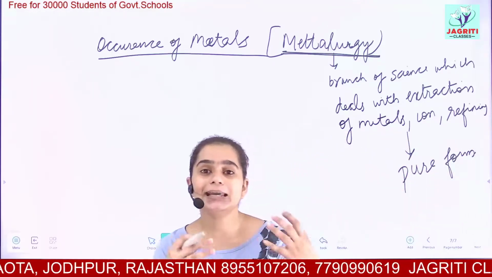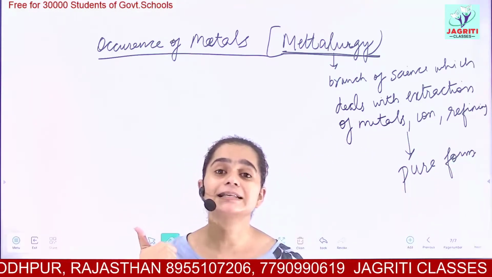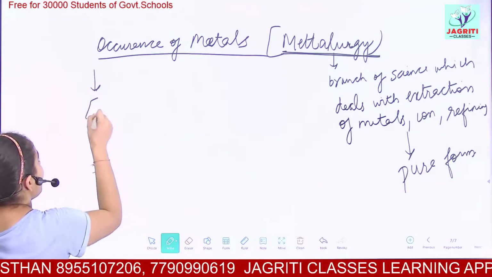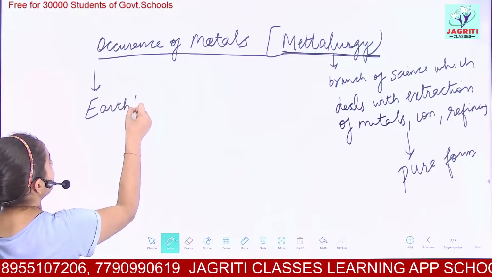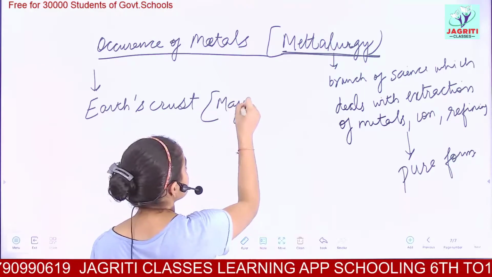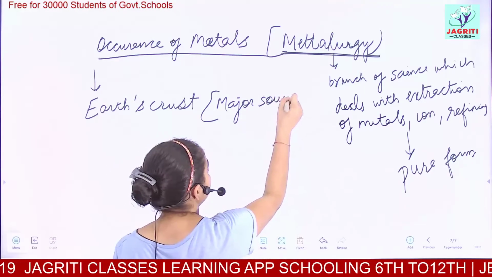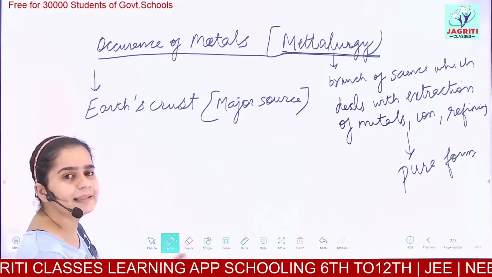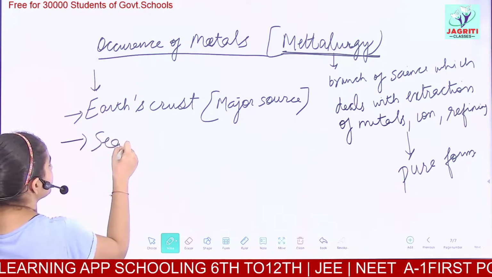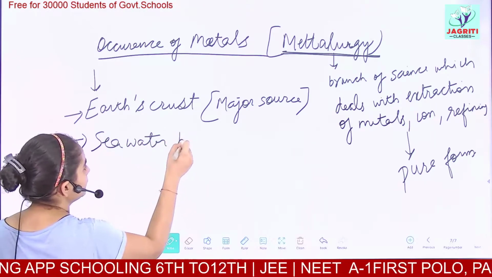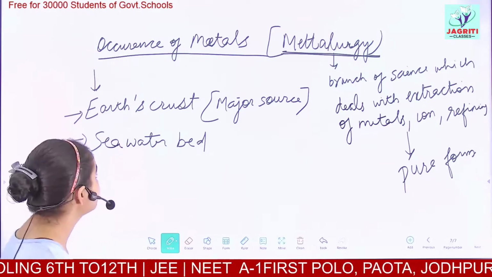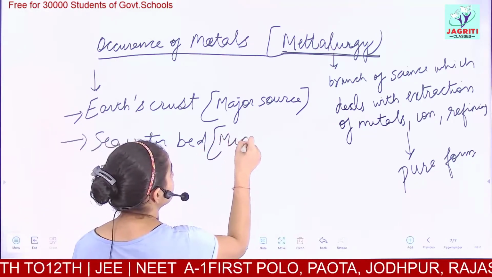Okay, in mines, from where are the metals extracted? Metals are present in what? We have a major source of metal, which is our Earth's crust. Earth's crust is the major source to get metals. Then a minor source can also be the seawater bed. Seawater bed is the bottom-most layer of the sea. It is a minor source.